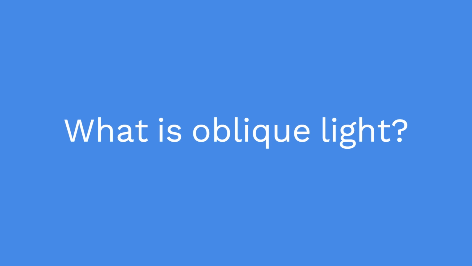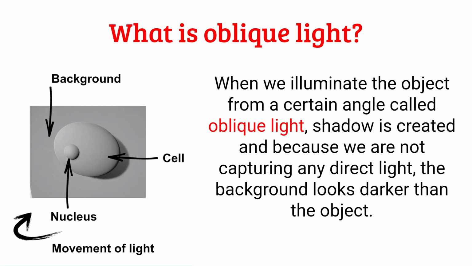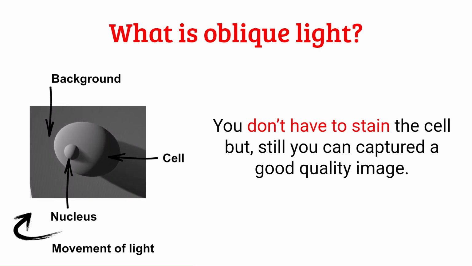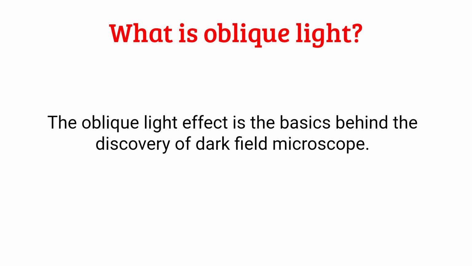Let's take a look at what oblique light is. When you illuminate the object directly, it captures direct light. It looks like this. Now when you illuminate the object from a certain angle called oblique light, a shadow is created, and because we are not capturing any direct light, the background looks darker than the object. The important fact is that you don't have to stain the cell, but still you can capture very good image quality. With this setup, the cell boundaries become clearly visible when the light hits the object at this angle. The oblique light effect is the basis behind the discovery of the darkfield microscope.